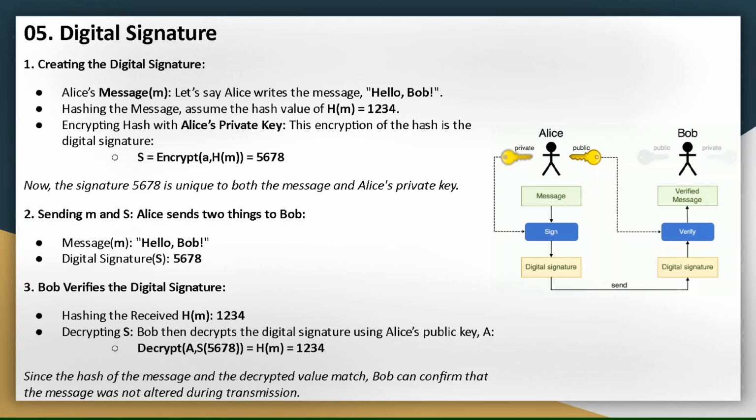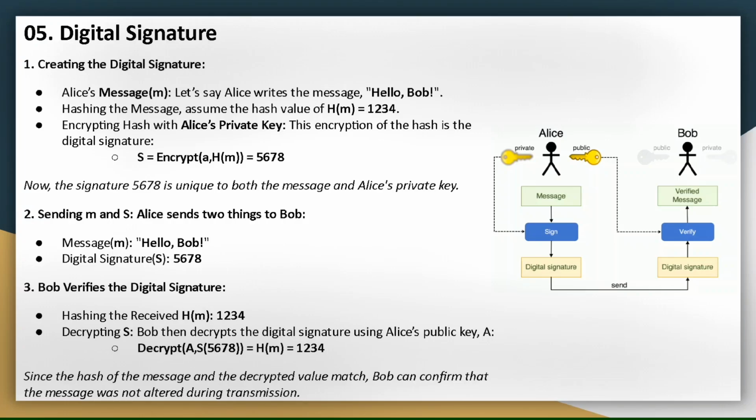So we will be encrypting the hash with Alice's private key. Let us say S equals encrypt with a, where small a is Alice's private key, and the encryption takes two inputs: Alice's private key and the hash. Now we encrypt, and let us say the signature is 5678. The signature 5678 is unique to both the message and Alice's private key. The second step is sending M, which is the message, and S. Alice sends two things to Bob: the actual message and the digital signature.